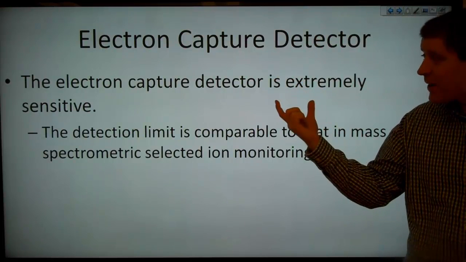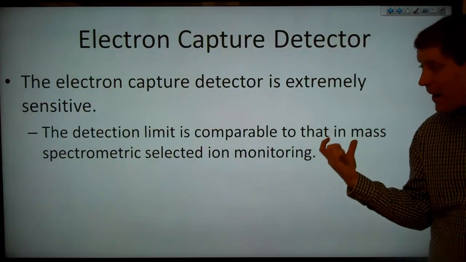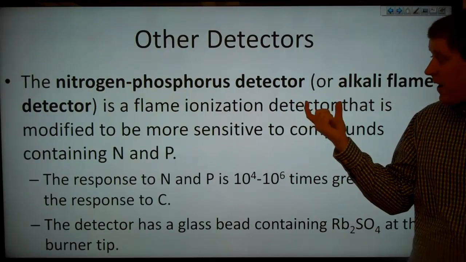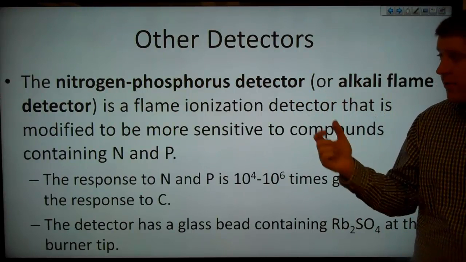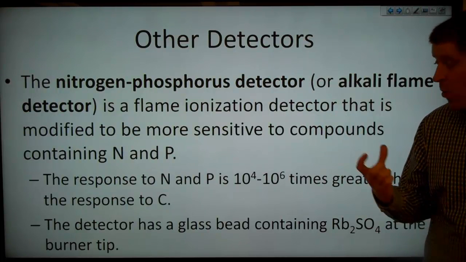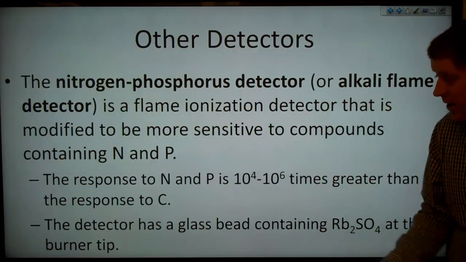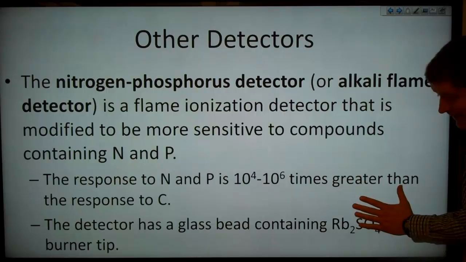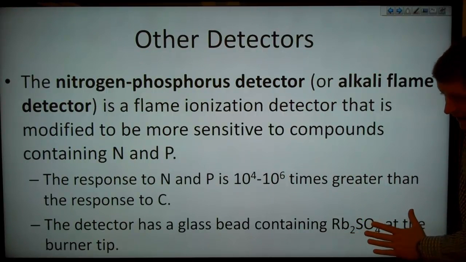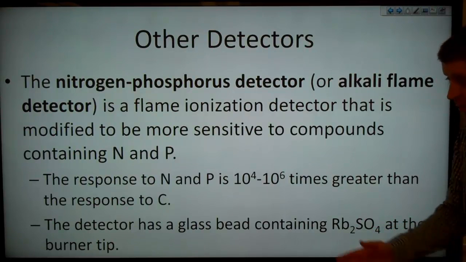So the electron capture detector is extremely sensitive. The detection limit is comparable to that in mass spectrometric selected ion monitoring. The nitrogen-phosphorus detector, or alkali flame detector, is a flame ionization detector that is modified to be more sensitive to compounds containing nitrogen and phosphorus. The response to nitrogen and phosphorus is 10 to the 4 to 10 to the 6 times greater than the response to carbon. And the detector has a glass bead containing rubidium sulfate at the burner tip.